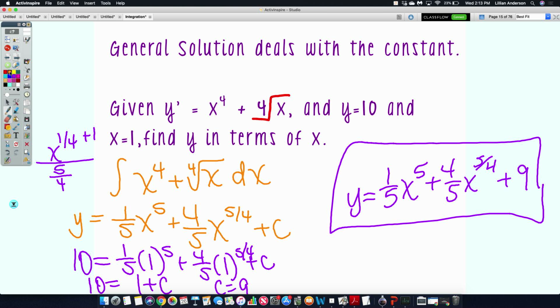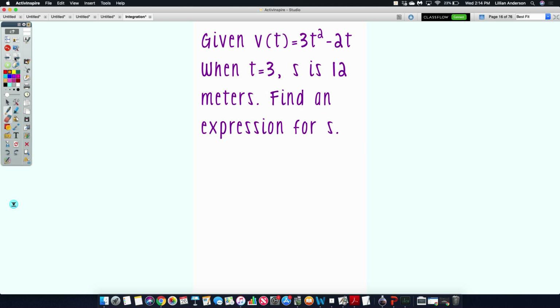Bring down the exponent. What's 5 times 1/5? 1. And then you subtract 1 from your exponent. What is 5/4 times 4/5? 1. You subtract 1, so you'll get x to the 4th plus x to the 1/4, and what's the derivative of a constant? 0. And boom, you're back to square uno. All right, I want you guys to do this one.